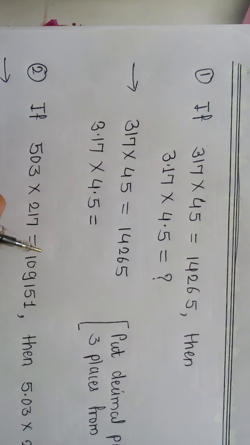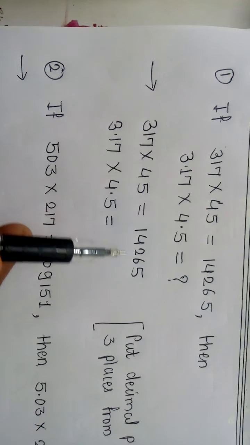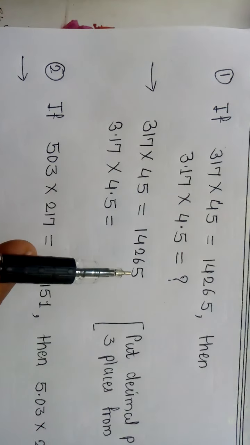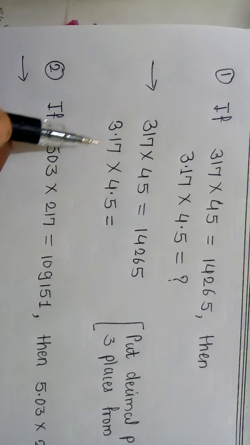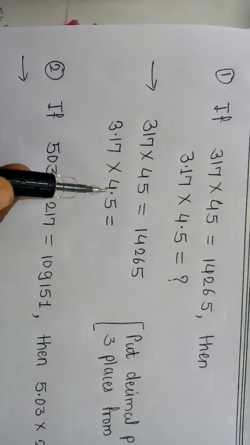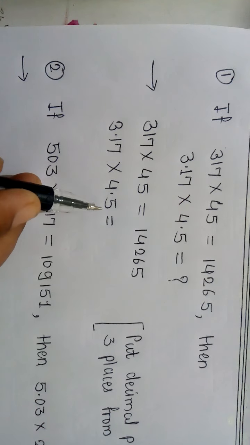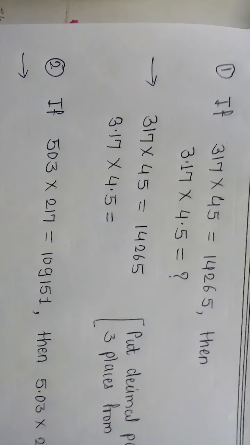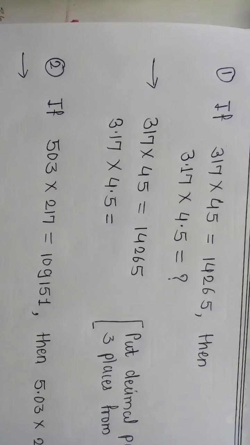In the previous video, you have learned how to put the decimal point. In multiplication, while giving the decimal point to the answer, you have to count all decimal places from the right side of the given numbers. See here, 3.17 means after the point 2 places are there, and here after the point 1 place is there. So for the answer, how many places in total will be there? 1, 2 and this 3. So we have to put the decimal point before 3 places from the right.